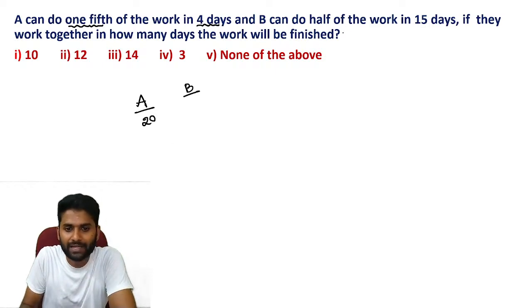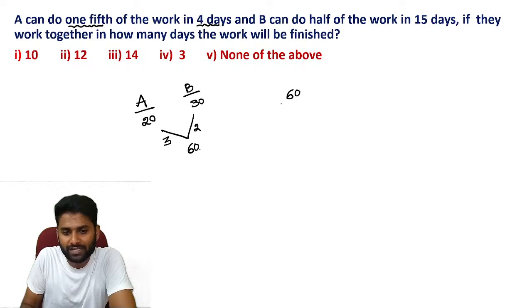Now B completed half of the work in 15 days. Now full work it takes 30. Now total work is exactly 60 units. 60 units of work completed by A in 20 days. Now A completed 3 units per day. B completed 2 units per day.